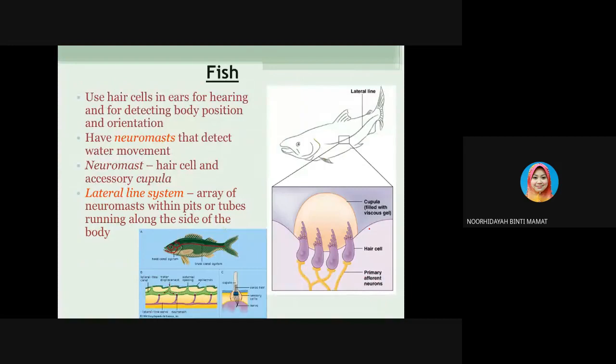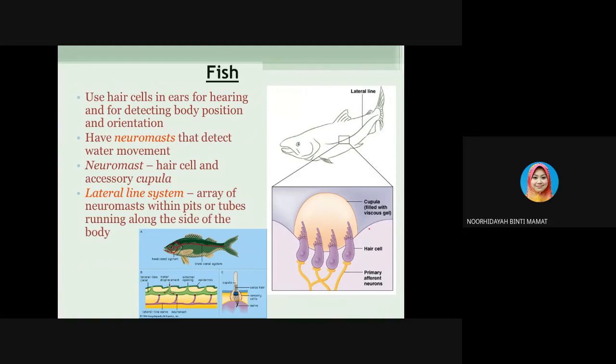So in fish, fish are non-tetrapod vertebrates. Okay, so in the fish they use the hair cells in the ears for hearing and for detecting the body position and also orientation. So fish have neuromasts, which can detect water movement. So neuromasts are actually hair cells and they also comprise the accessory cupula, as you can see from this figure. So they have the cupula, which is filled with viscous gel, and also hair cells. So this is what we call a neuromast.